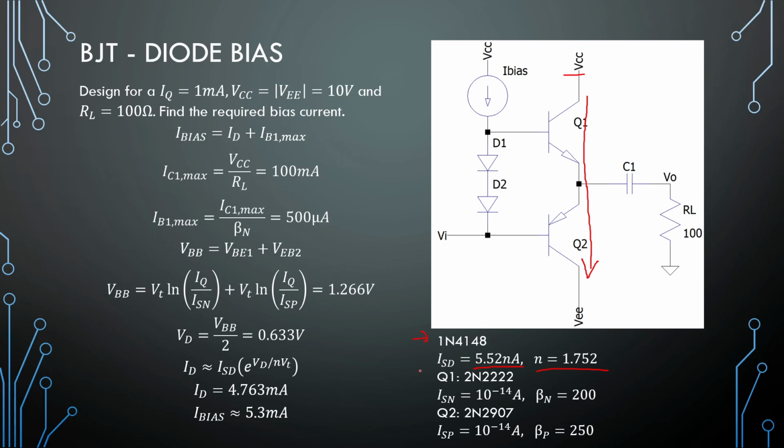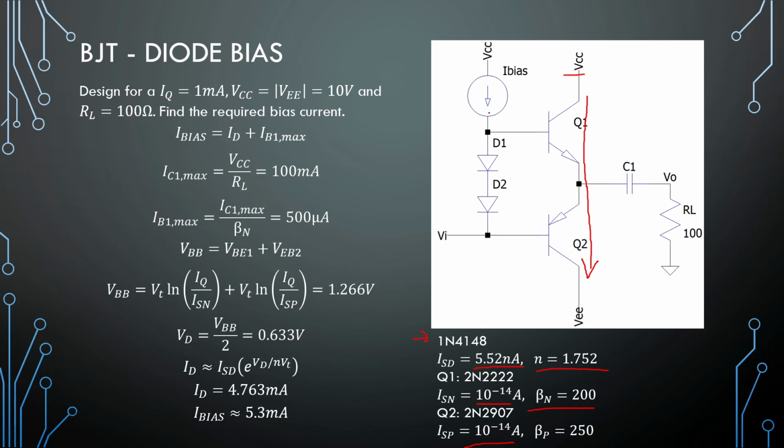Then for transistors, I've chosen the quad 2, so it has a 10 to the minus 14 ampere saturation, and the 2N2907 has the same saturation current. Okay, it's also important to know the beta value of this NPN transistor right here. Okay, so with this we have everything to design our class AB amplifier with a diode bias.